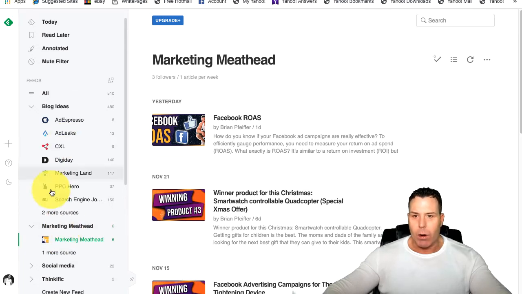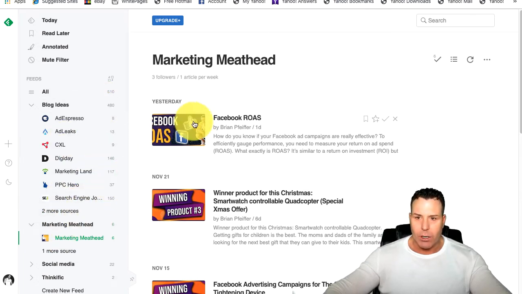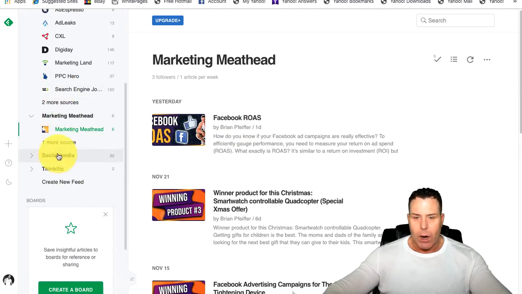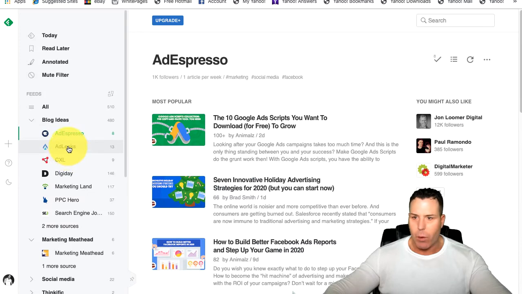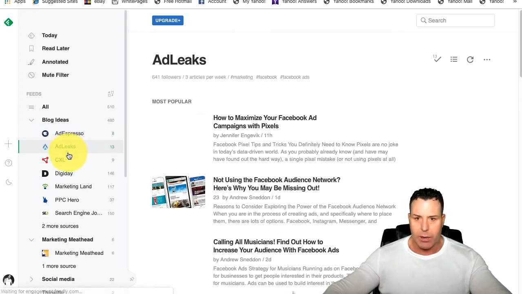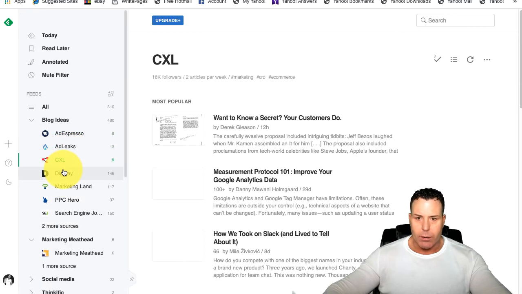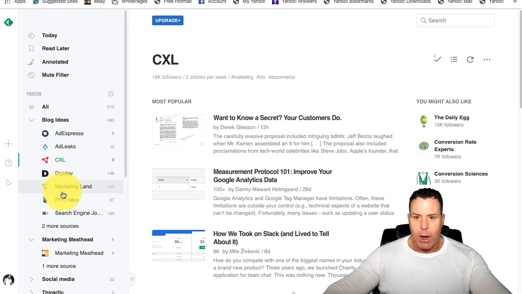And then instead of just going to my blog, you can go into the different feeds that you keep track of, and you can see any new articles that have come in. If you find it interesting, go ahead and read it. If not, you just go on to the next one. So here's some other ones: CXL, ad leaks, just a lot of good stuff, man.